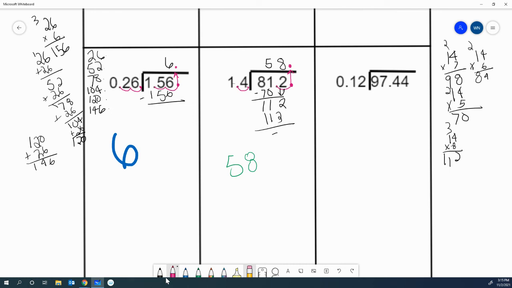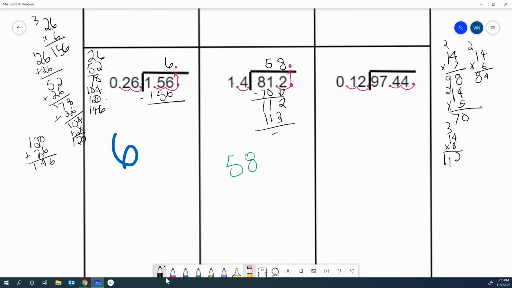Go ahead and do your last problem. 97 and 44 hundredths divided by 12 hundredths. Try it out. For this one, you had to swoop twice. 1 swoop, 2 swoop. Leave the decimal there. If I do it to the divisor, you have to do it to the dividend as well. Decimal on it, 1 swoop, 2 swoop. Put your decimal back. Looks good, looks good.